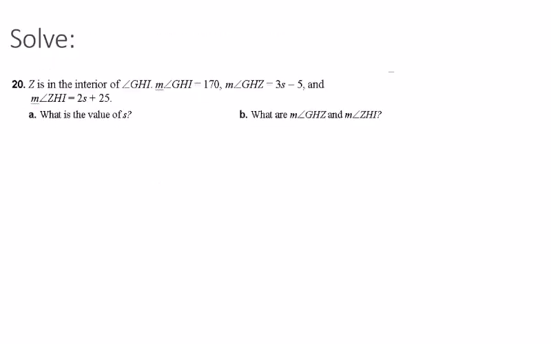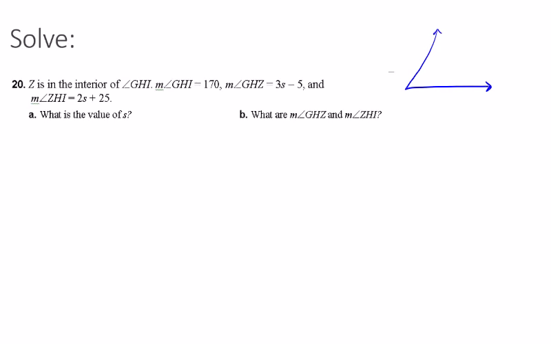All right, so an example using the angle addition postulate. Here we have number 20 says Z is in the interior of angle GHI. The measure of angle GHI is 170. The measure of angle GHZ is 3s minus 5. And the measure of angle ZHI is 2s plus 25. So one thing you can do in this situation, if it helps, is to draw a diagram. So for me, I'm a visual person, so it usually helps me, but this is not mandatory.